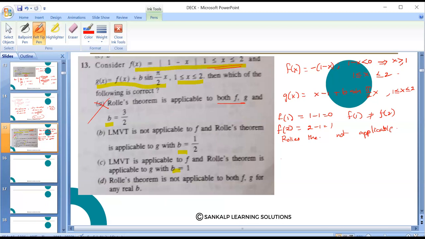Then for g, we have to see whether Rolle's theorem is applicable or not. But before that, we can say the function f, that is x minus 1, is continuous and differentiable because it is a straight line on the interval 1 to 2. That means mean value theorem is applicable for f. So here the statement that mean value theorem is not applicable to f is wrong. You can cut this option B.